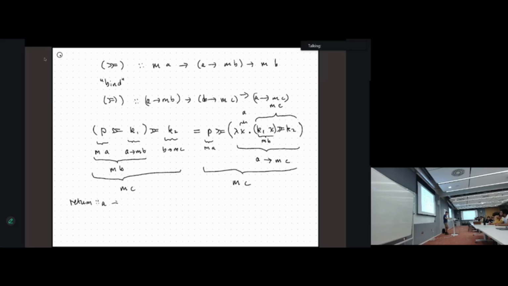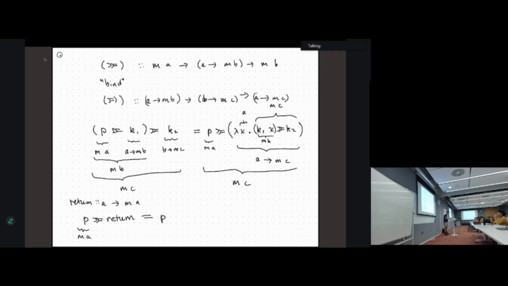Return has type A to MA. So it quite obviously could interact with it just by being the second parameter to this bind. So we can imagine that for any program P, bind return, what should that be equal to? So we need something of type MA, because the A's become the same. And we've got something of type MA, that's the P here. So P will do. So what we're saying is that returning the value that you've been given doesn't do anything magic.